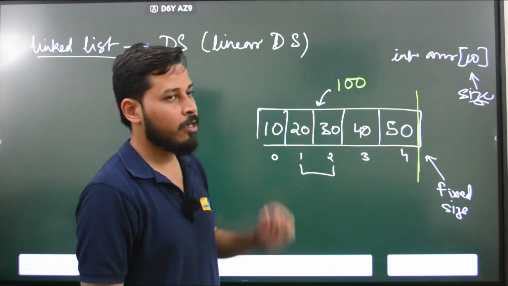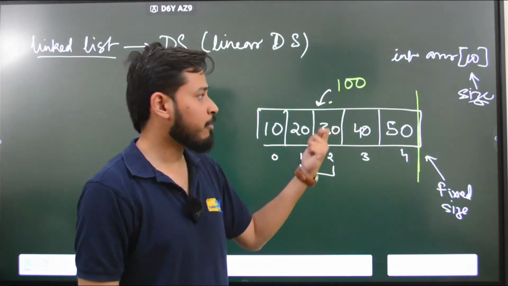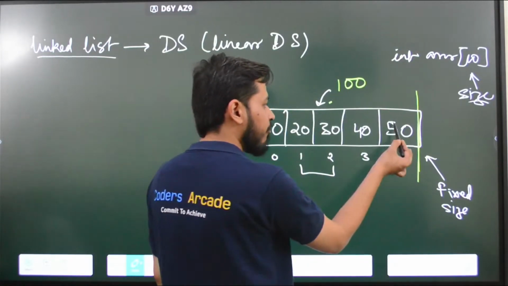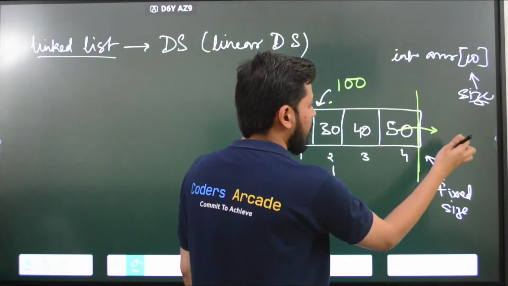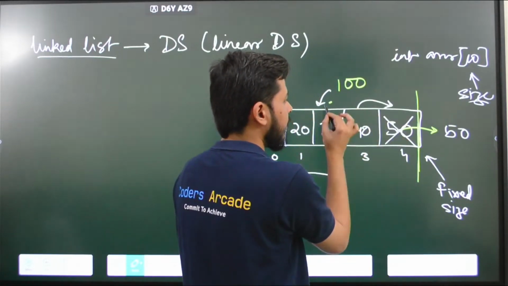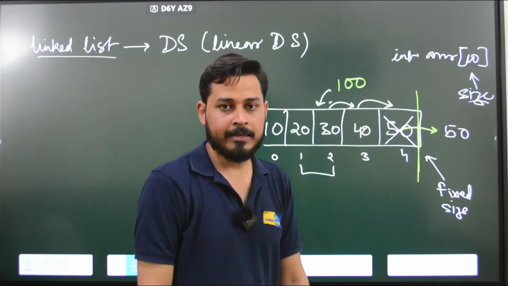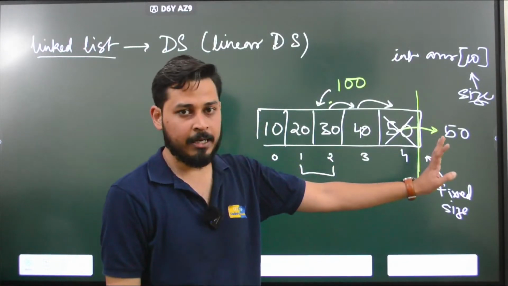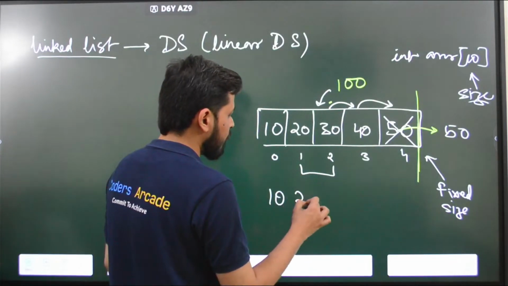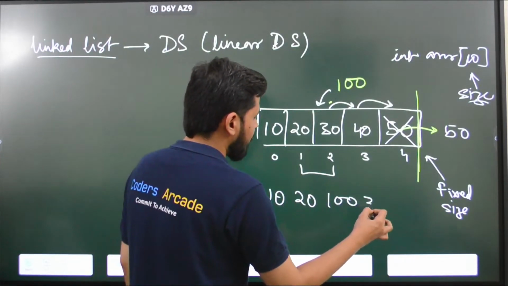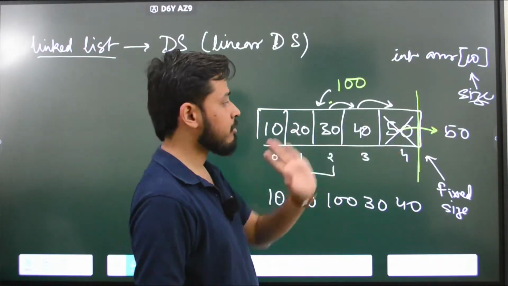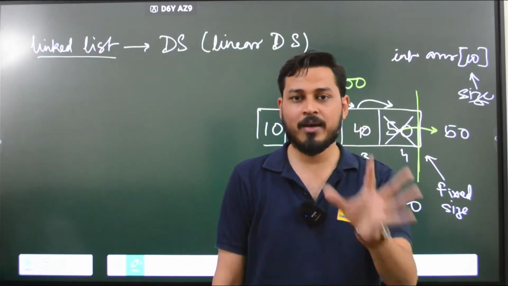So let's say if I want to add 100 in between 20 and 30, then what I need to do is I need to shift the elements. So that means this 50 will come out and it will get deleted, and then all the elements will get shifted to the right-hand side, or towards the end of the array, one by one. In this case you will be able to store 100 in between 20 and 30, but the problem is that the last element gets deleted. Why does this happen? Because the array size is always fixed.